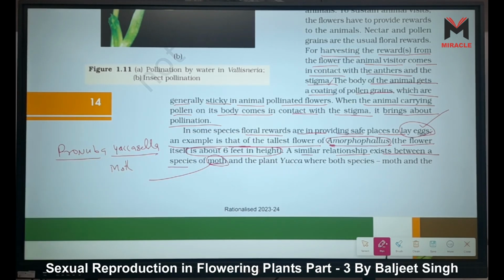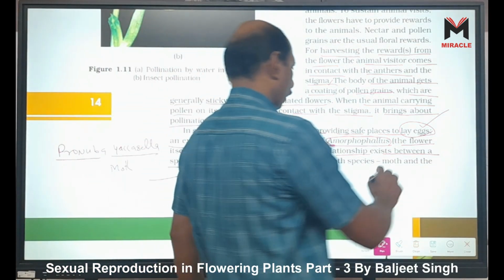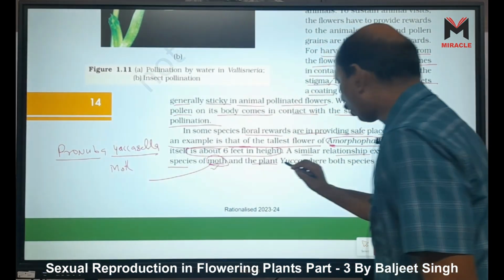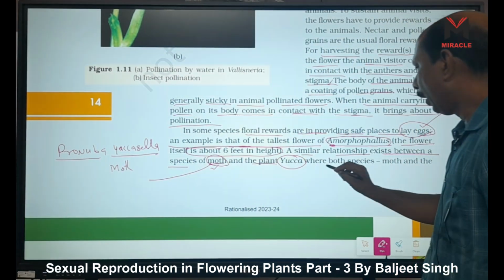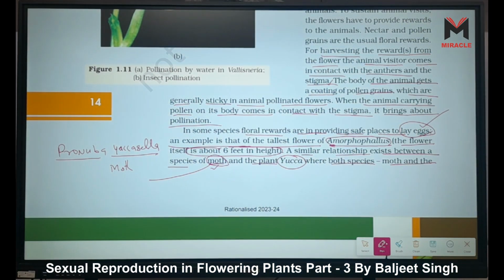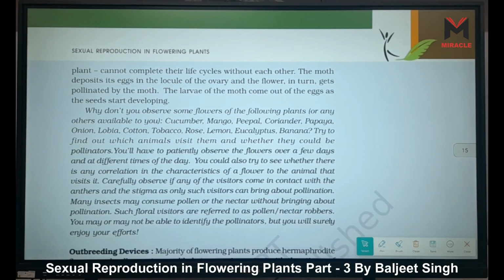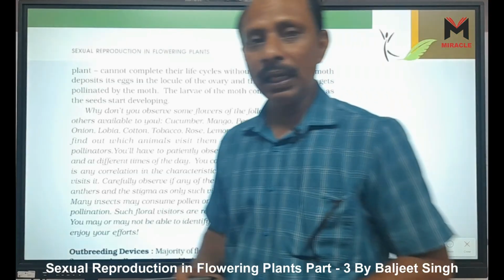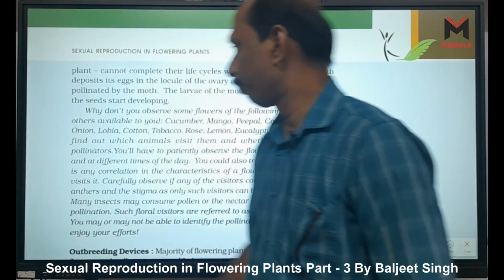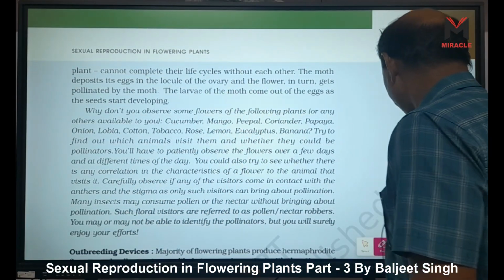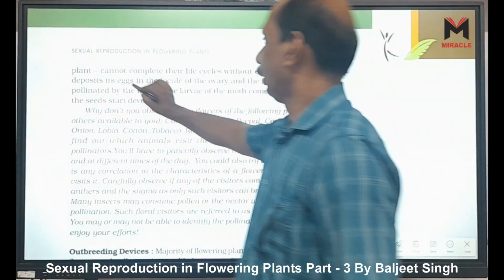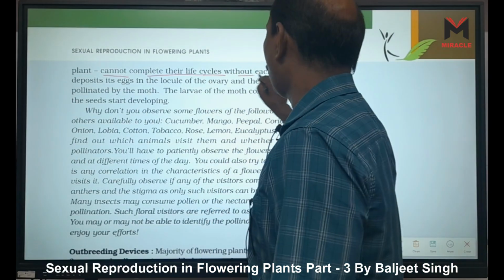Pronuba yucca, the yucca moth, right? The moth and the yucca plant are interdependent, meaning both are dependent on one another. Why? Because they cannot complete their life cycle in the absence of one another. That is given here also.